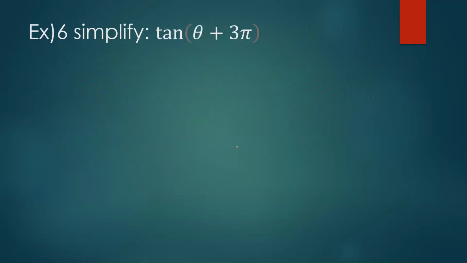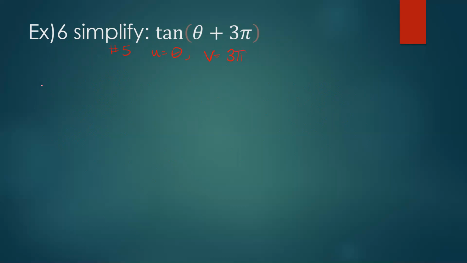Let's do another simplification. In example 6, simplify tan of theta plus 3 pi. If you look at your formulas, what formula has a tangent and inside the parentheses these two numbers added together? That would be formula number 5, right? And then what is your u and what is your v? Your u is going to be theta, and your v is going to be 3 pi.